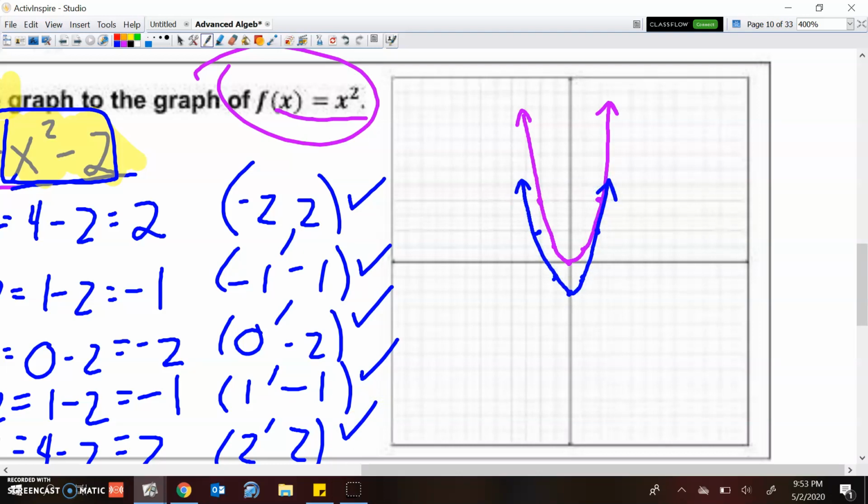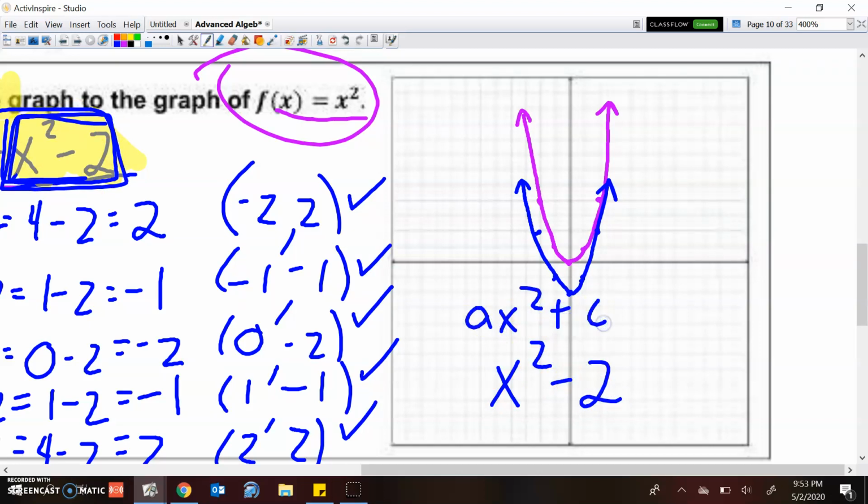All right. So what actually just happened here was all that occurred because my graph is just x squared minus 2. Remember, it's like ax squared plus c. This is my a, which is 1. So in this case, it doesn't make it wider or narrower, shrink or stretch. It just kept it the same. But this minus 2 moved my whole graph down 2 spaces.